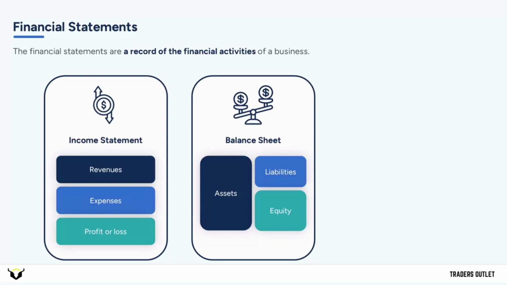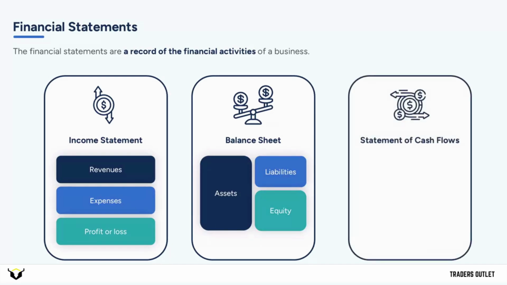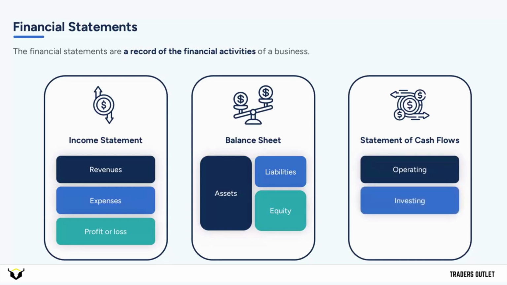Now, where the income statement is for a period, such as a year, the balance sheet is like a photograph or snapshot of the business at a particular point in time, typically the last day of that year. The statement of cash flows shows how a business has generated or used cash in one of three different ways: operating activities, investing activities, and financing activities. And the statement of cash flow, like the income statement, is for a period, typically a year.